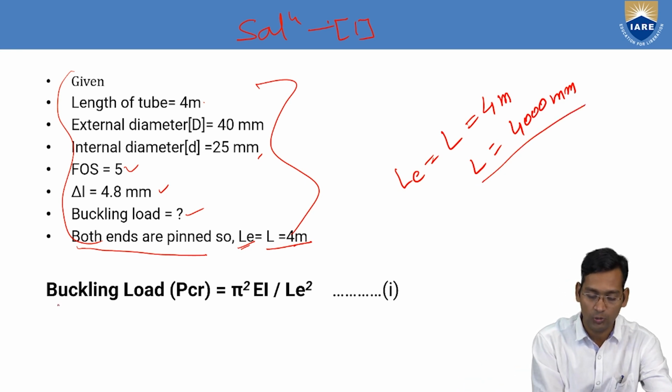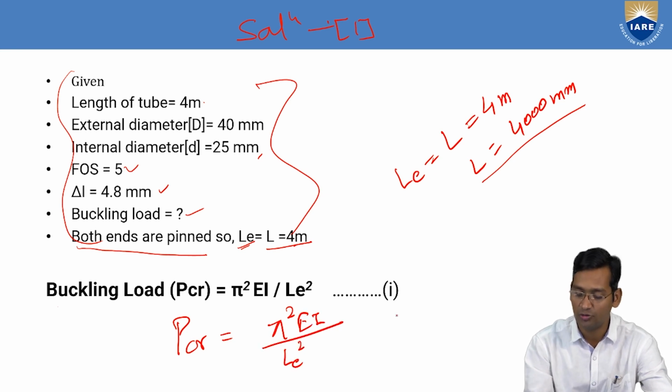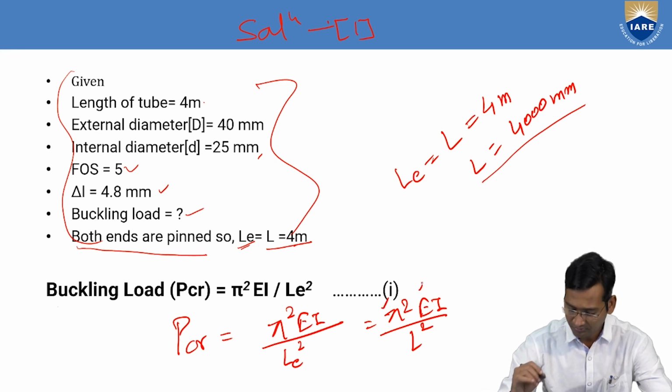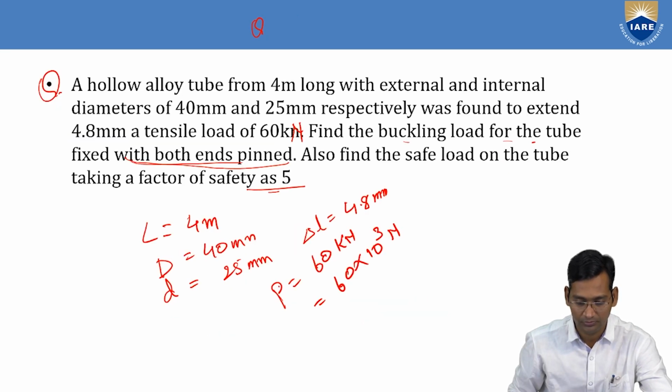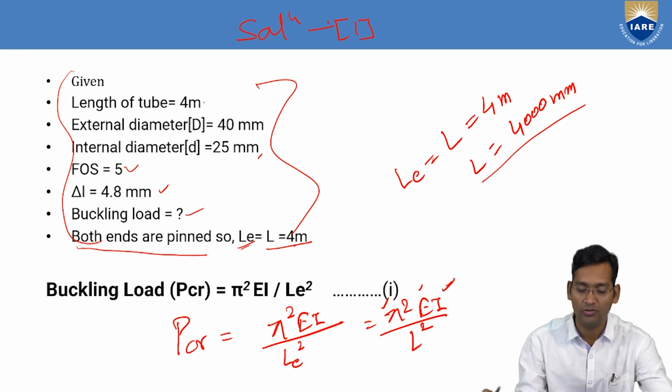Now buckling load, that PCR. So PCR is equals to what? Pi square EI by LE square, or LE is equals to L here. So simply we can write that as pi square EI by L square, right? Here pi square is not required to find, that is constant. E is given, right? And I is required. We have to find the I.